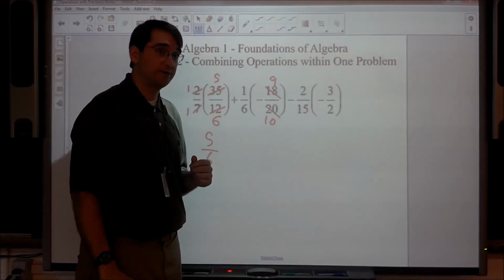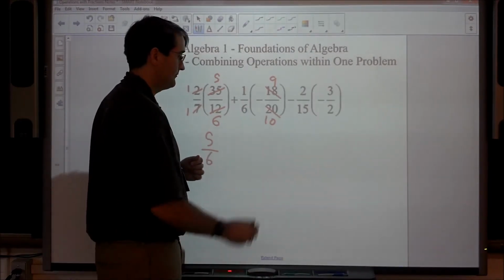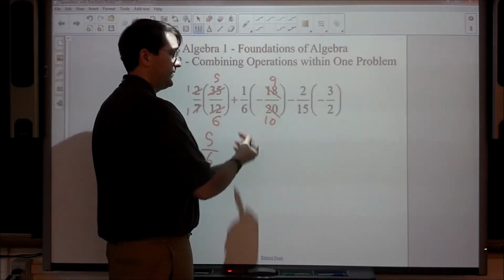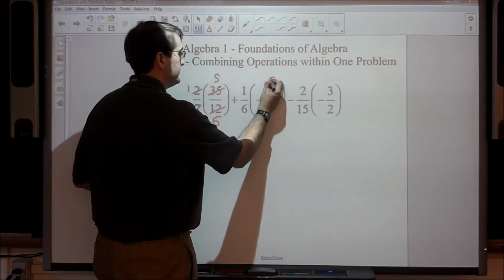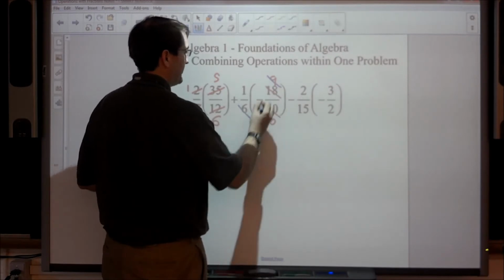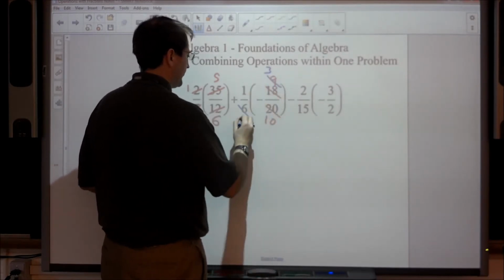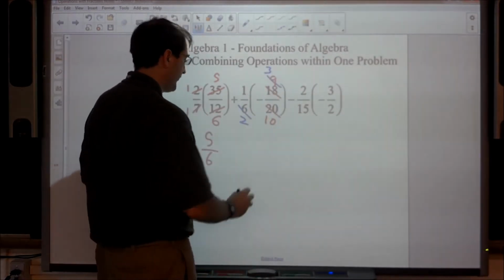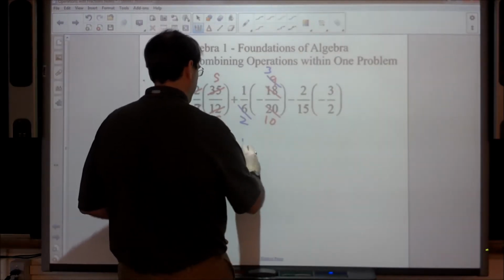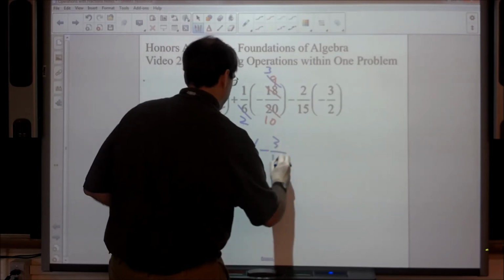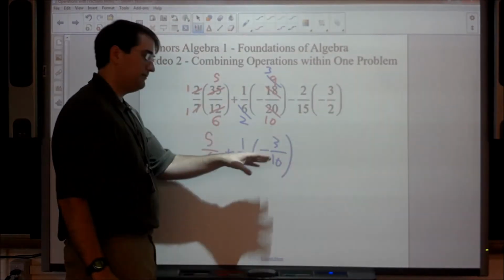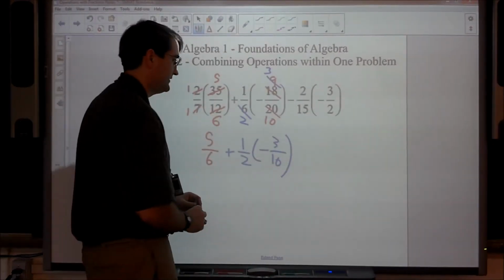Do you see how I can reduce it once more? The 6 and the 9. The 6 and the 9 will also reduce. So this will reduce again. We'll do this in blue. I can take a 3 out of both of these. I'm left with a 3 left over, and then a 2 here. So now I have plus 1/2 times negative 3/10. I'll come back to that. I'm just going to leave that there for right now.